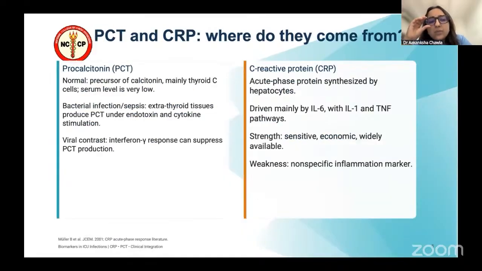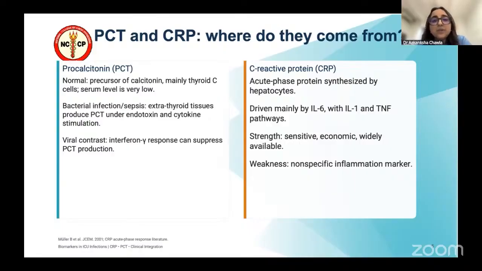Now, how is procalcitonin produced? It is a precursor of calcitonin, mainly produced from the thyroid C cells. Normally, in a healthy state, it is very low. When there is a bacterial infection or sepsis, the extrathyroid tissues produce procalcitonin under the endotoxin and cytokine stimulation. Similarly, in a viral infection, because of the interferon gamma response, the procalcitonin production is suppressed. So that is why in our viral infections, we often see that the procalcitonin values are negative.